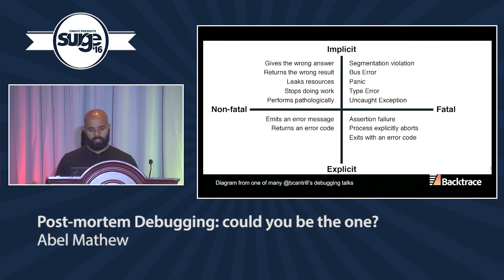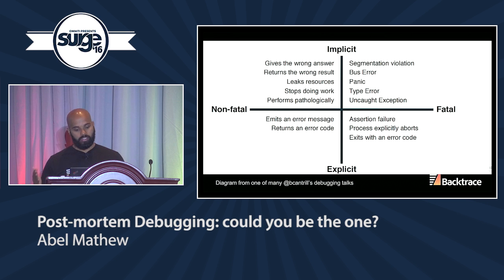I stole this slide from one of Bryan Cantrill's talks about debugging, and I think he did a really good job of setting the space for types of errors. We have our x-axis, which is non-fatal and fatal, and then we have implicit and explicit errors. The terminology is pretty self-explanatory: a fatal error is something that's going to cause your application to stop executing. Non-fatal is something that doesn't make that happen. Explicit is something that you know about beforehand and can be indicative of, whereas implicit is not the case.